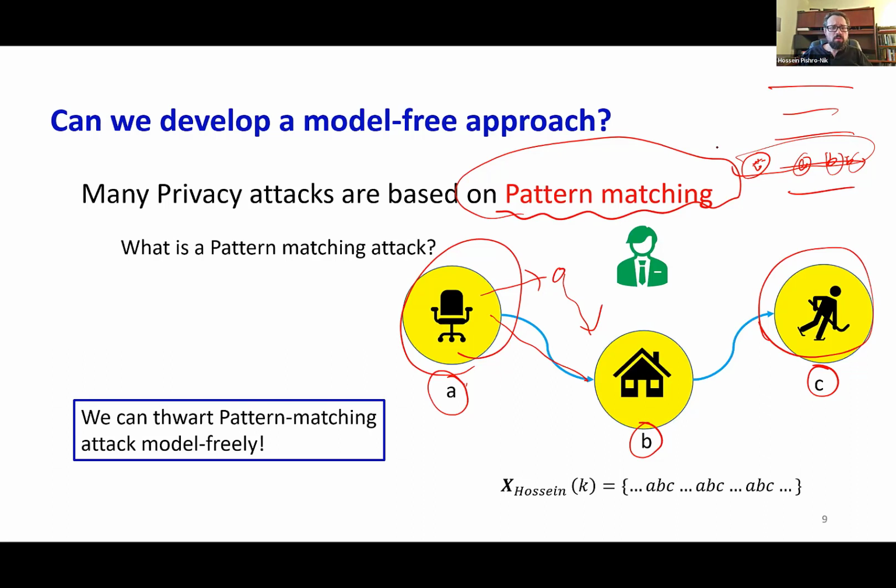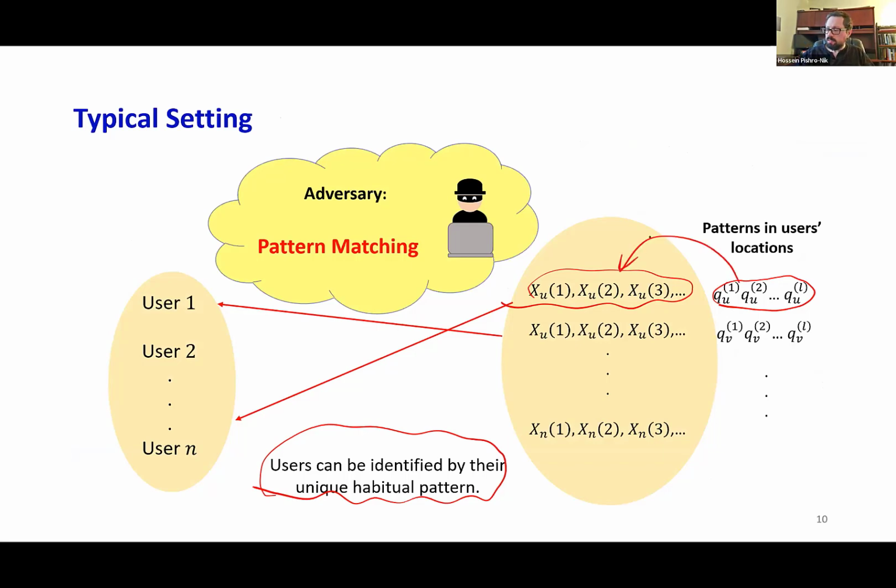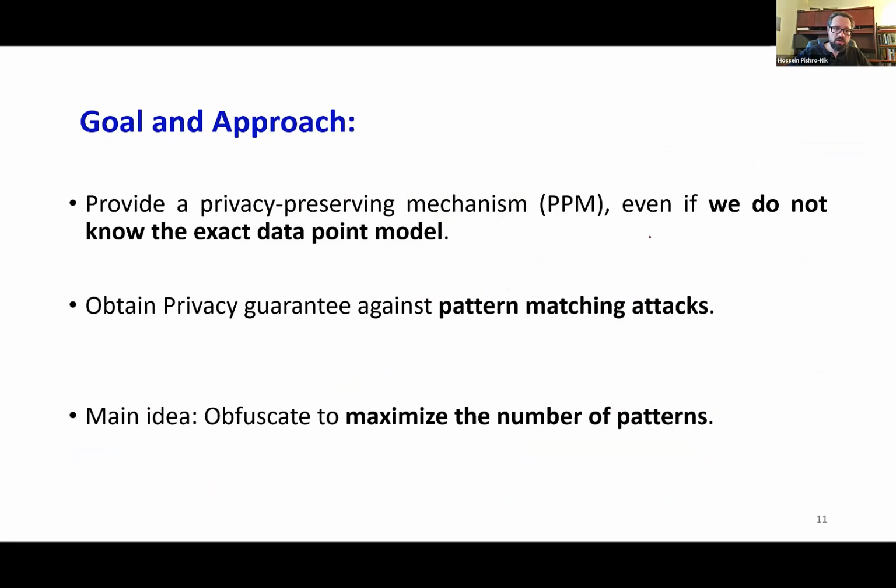A large number of privacy attacks are based on these kinds of pattern matching attacks. And the question is, can we develop a method to protect against this kind of attack? To summarize, users can be identified by their unique habitual patterns. You can think of a user U that has this pattern. A pattern is just a sequence that appears as a subsequence of the user's data. So that's the scenario we are considering.